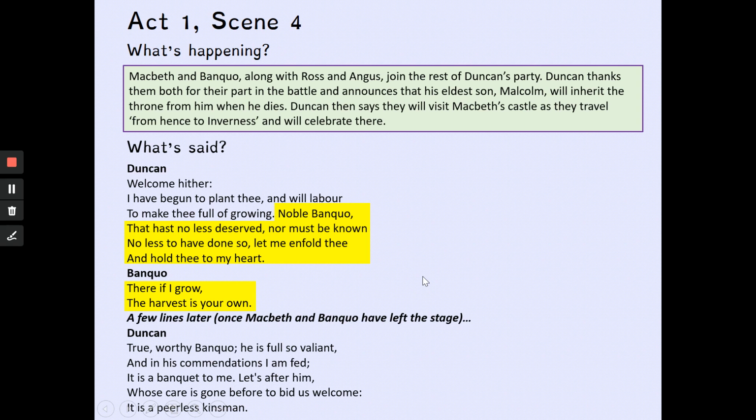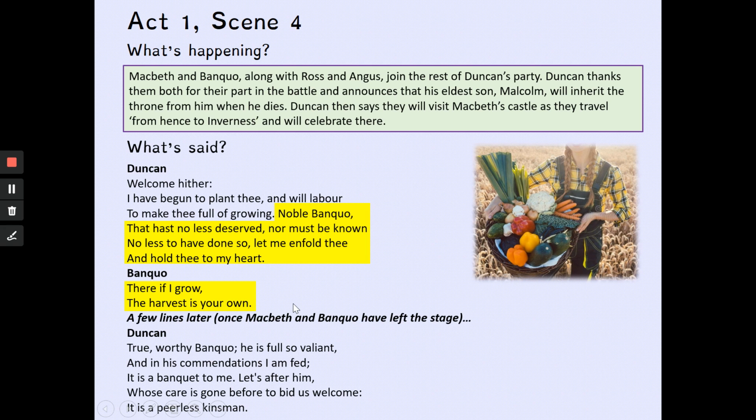Now, Banquo, as opposed to Macbeth, who's obviously just out for himself, Banquo is far more selfless, because his response to this praise is to say, "There, if I grow, the harvest is your own." He says, "if I grow," so he doesn't presume that he's going to develop or progress or become more powerful. But he says if he does, if his status is increased, whatever he benefits from in that sense will belong to Duncan. So he's showing his patriotic nature, and he's showing that whatever he grows, in a metaphorical sense, will be given to Duncan. He owes it all to him.